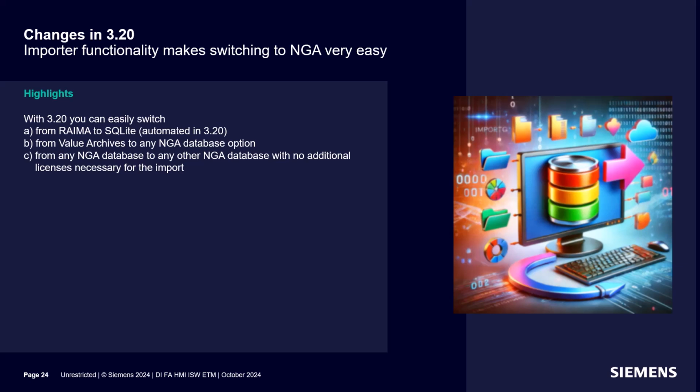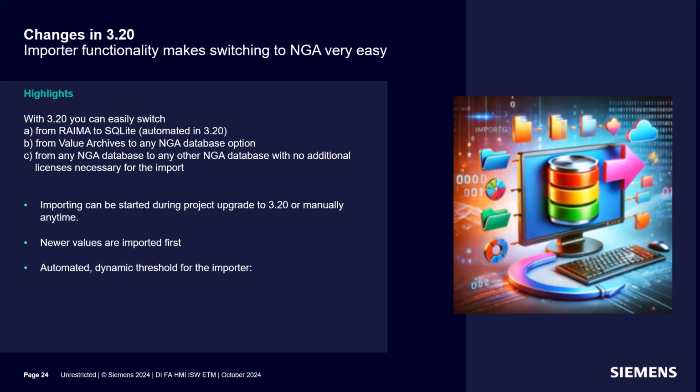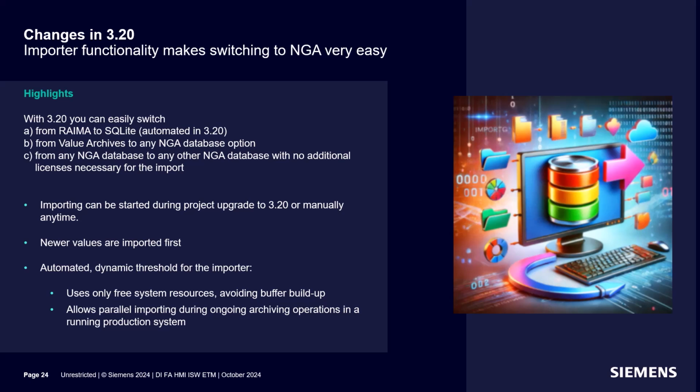The best part? No additional licenses are needed for the import. You can start importing during a project upgrade to 3.20 or manually at any time. The importer functionality itself has actually been available since version 3.19 patch 009. Newer values are imported first. The importer comes with an automated dynamic threshold. This means it only uses free system resources, avoiding the buildup of buffers. So, you can import data while ongoing archiving operations are running in a production system. Your production system is still running smoothly.